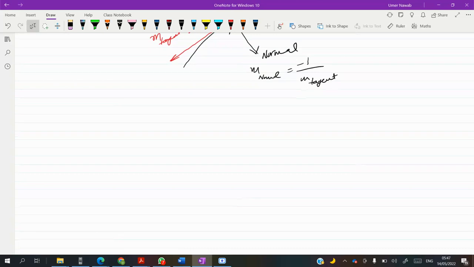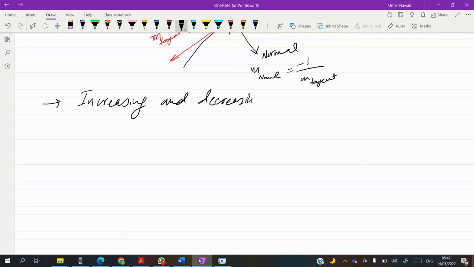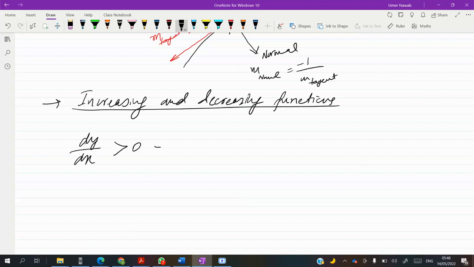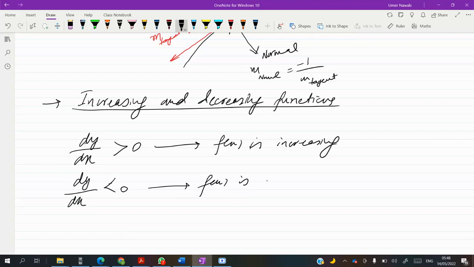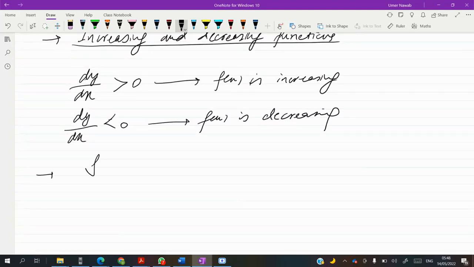Next thing in your course: increasing and decreasing functions. If dy by dx is greater than 0, it means that your f of x is increasing in that interval. If dy by dx is less than 0, your function f of x is decreasing. The next is stationary points.